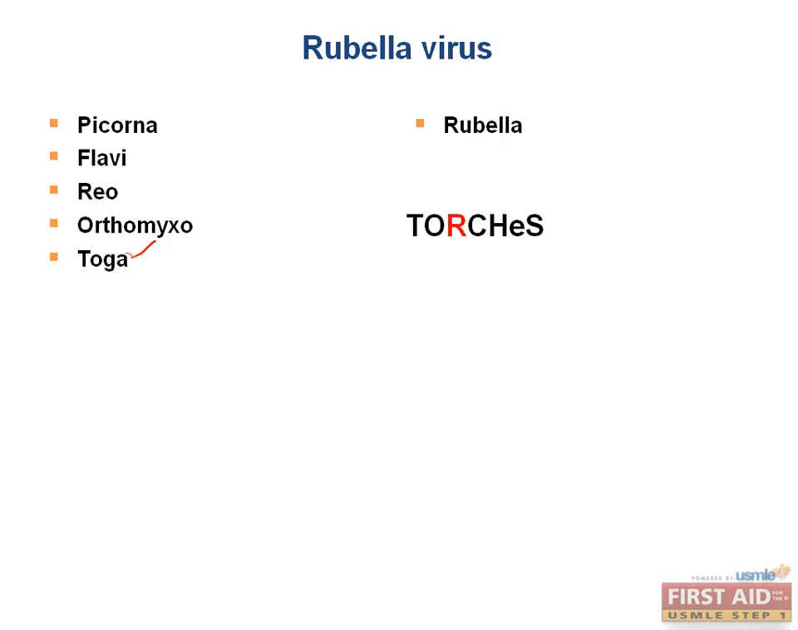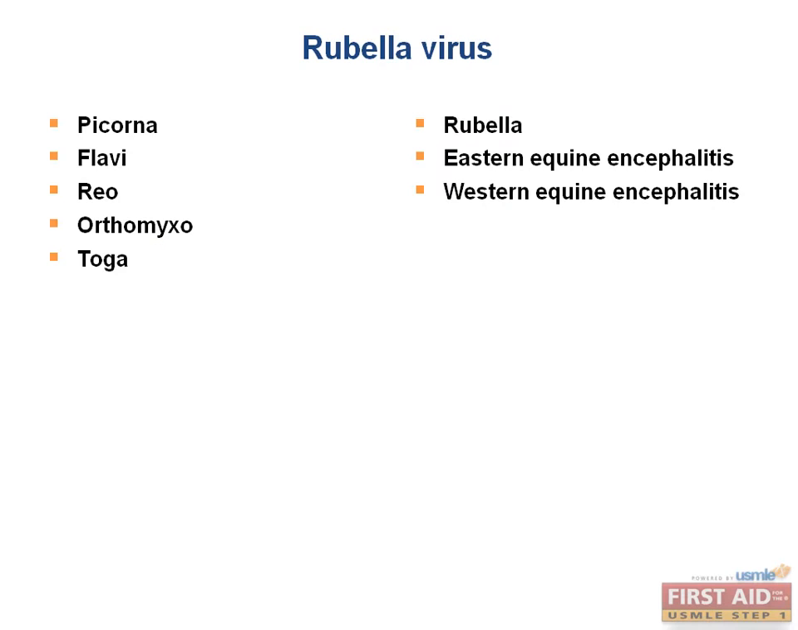Congenital rubella can cause deafness, blindness, and/or heart and brain defects. Remember that rubella vaccine forms a component of the MMR, or measles, mumps, and rubella vaccine. The rubella part contains live attenuated virus. The other toga viruses are far less common to show up in the boards. There are two forms of encephalitis, Eastern equine and Western equine. Equine means horse, so if you see mention of horses and an encephalitis, think of these two viruses. They are arboviruses and are transmitted by mosquitoes.